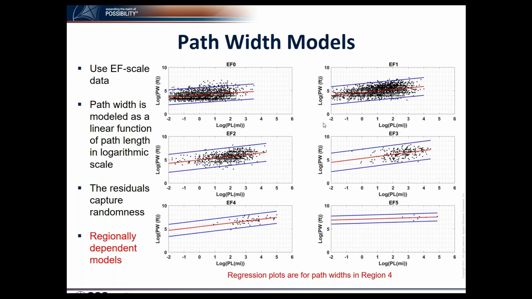The path width is found to be correlated with the path length, so we modeled it as a function of the path length. And here we are showing the regression model of the path width for region 4. The red line shows the regression fitted line, and the blue lines are the ±2 standard deviation lines.